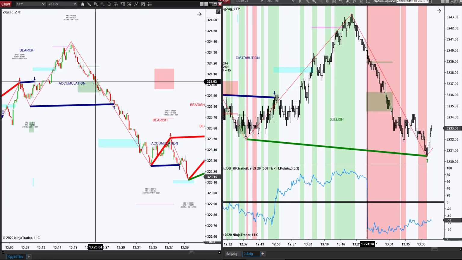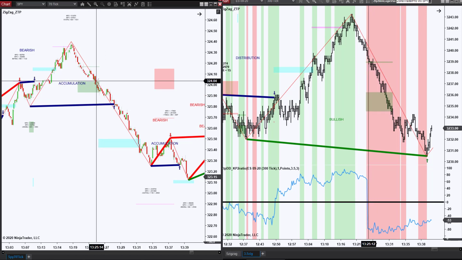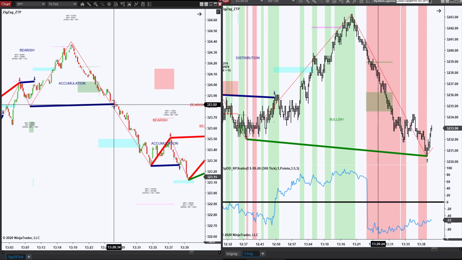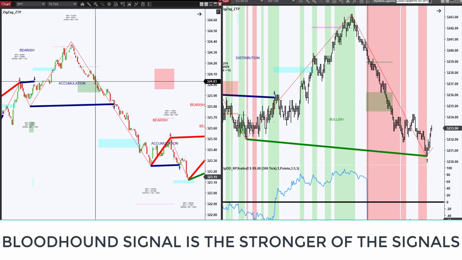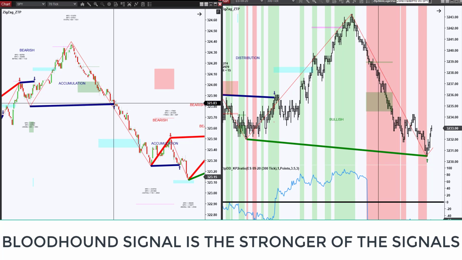Now, here's an accumulation long signal that we would have gotten in this area right here. And again, this is why this idea is just so powerful. Look at what happened on the bloodhound chart right before we got our accumulation long signal. We have the bloodhound chart going red, and then we have it becoming non-divergent right here. Even if you did take it here and you got out of the trade here, we're talking about 1.5, 2 points of a loss.